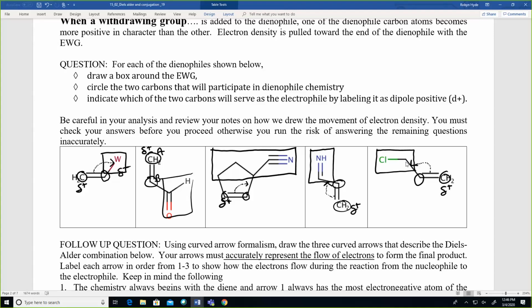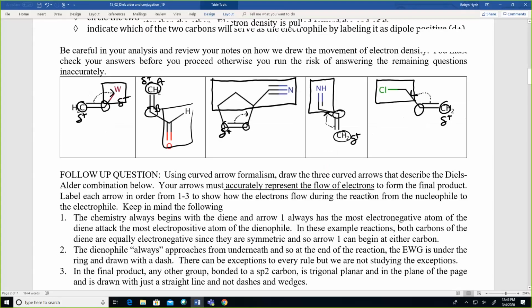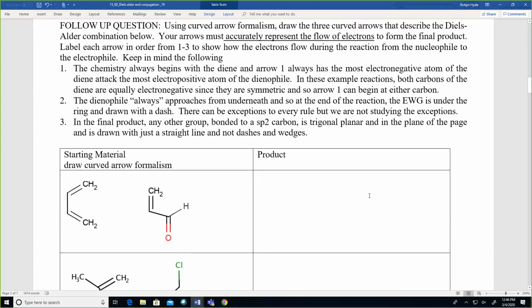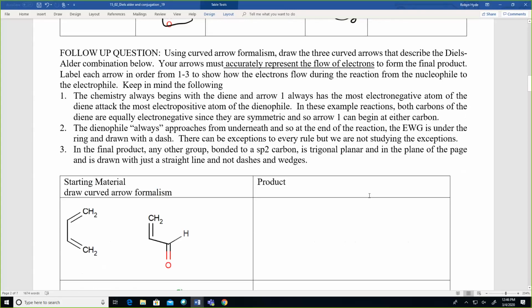So we've just looked at a complicated and diverse set of dienophiles. Guess what comes next? A complicated and diverse set of dienes. What can all of the dienes look like? Okay, but first I want to do a practice. So let's do a practice of just a normal diene with a complicated dienophile.